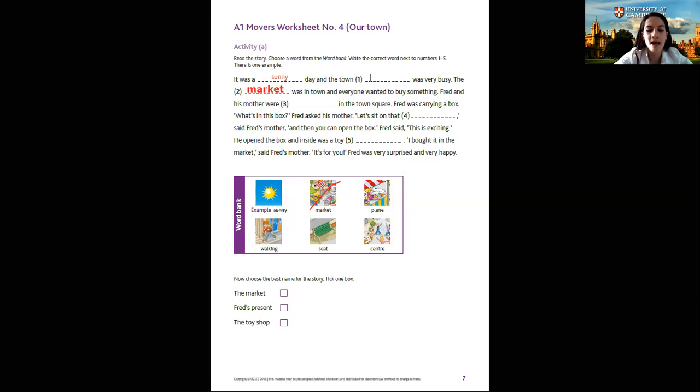Look how I can move the options. Okay, I change my mind. Okay, so we are not going to use this anymore. Town market was in town and everyone wanted to buy something. Fred and his mother were an action. Well, we have only walking. Okay, so we are going to write here walking.